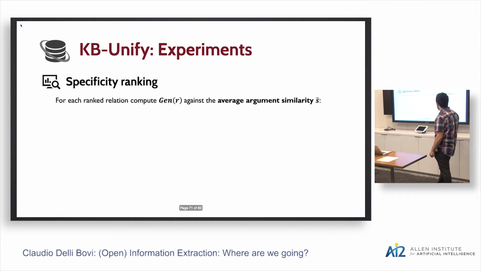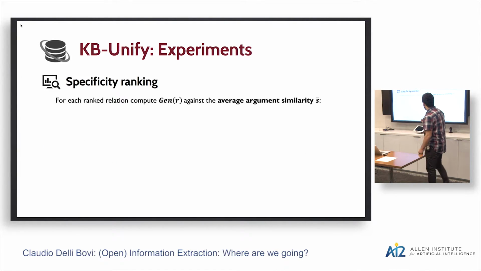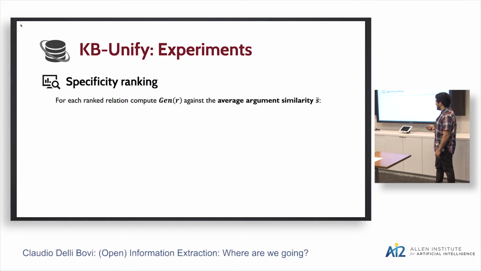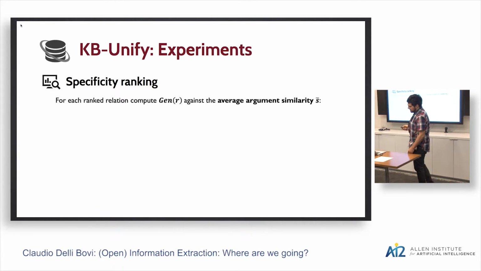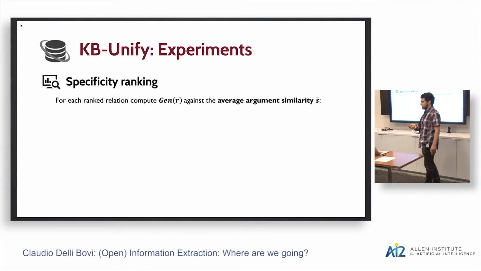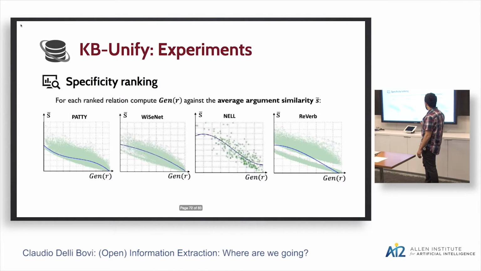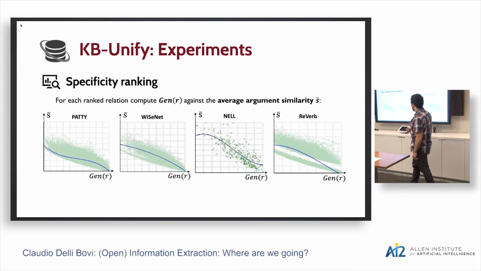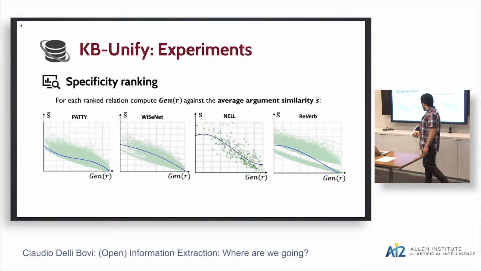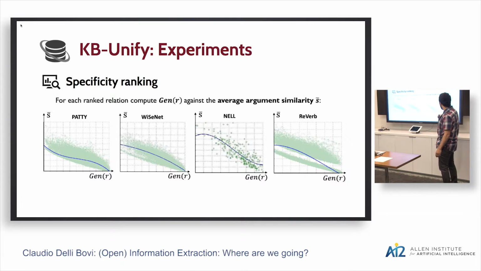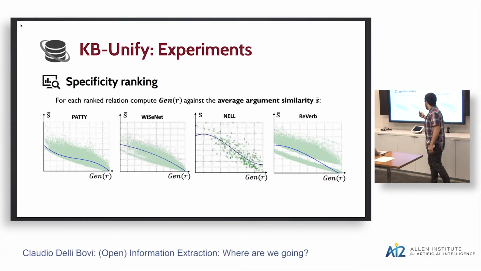An interesting thing that I would like to show you is the intuition about specificity. To have a feel of whether it worked, we plotted the generality of R, which is the measure that we computed, against the average argument similarity of the relation. And you see that when a relation is general, the average argument similarity goes down.